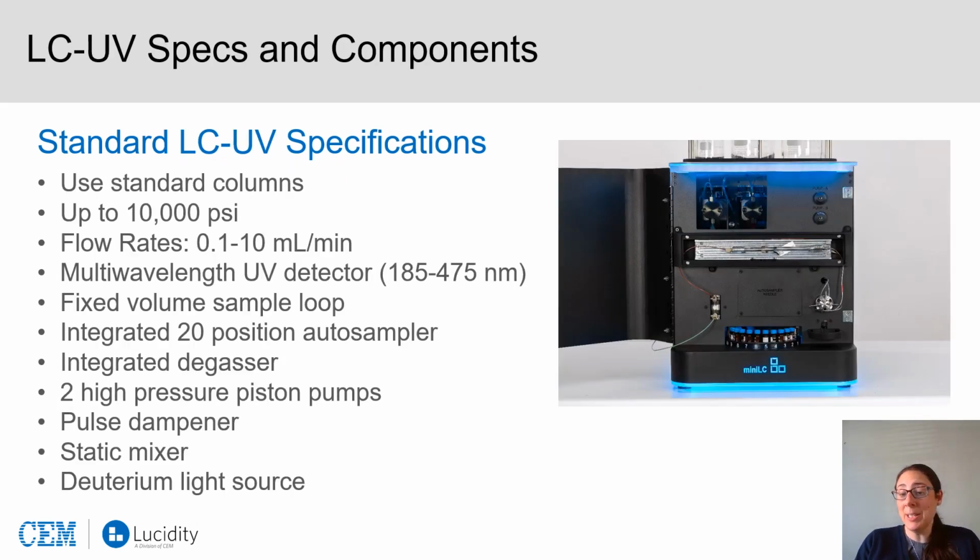The miniLC has just standard LC specifications, as noted. You can use standard columns. The max pressure on the system is 10,000 psi. The different columns, particle sizes, solvents, and flow rates are all going to affect your final pressure on the system. So whatever is going to work within that 10,000 psi max is what you can run on the system.